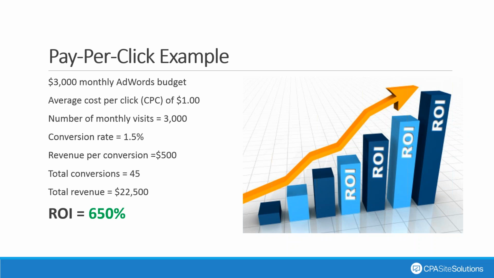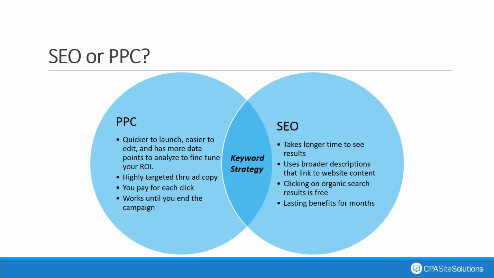$22,500 on a $3,000 spend. That's an ROI of 650%. So you can see that it's really a way to help you grow fast. It's a way to help you see the impact to your business, and you can control that budget anytime you want.